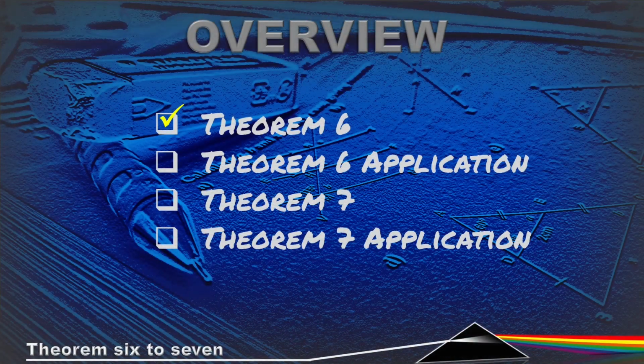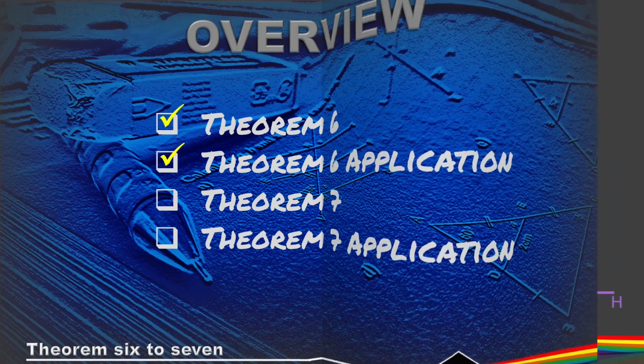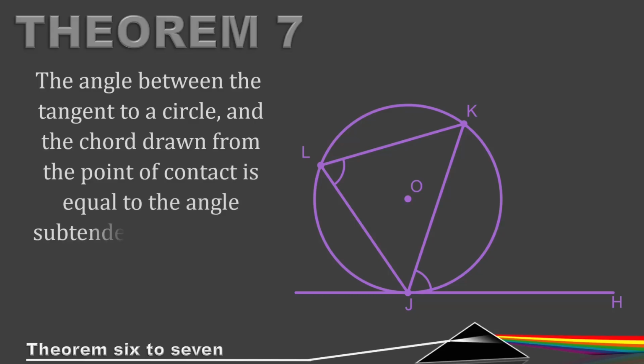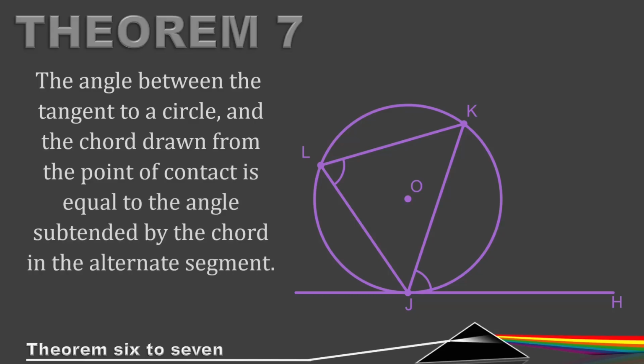Okay, so this was Theorem 6 problems. Now let's look at Theorem 7. And Theorem 7 says the angle between the tangent to a circle and the chord drawn from the point of contact is equal to the angle subtended by the chord in the alternate segment. So what is this saying? This is saying that JH, which is the tangent, and this JK is a chord. Now this angle between the tangent and the chord, which forms, is the same as this angle over here. And this angle is the angle that's subtended by that same chord. Alright? And that's basically Theorem 7.